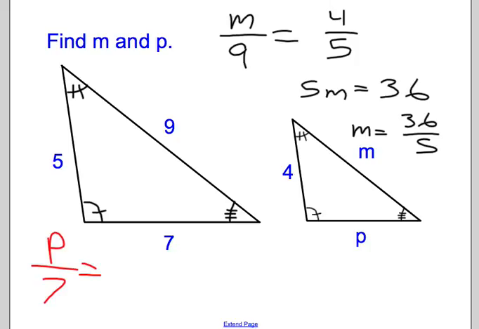4 and 5. Where does the 4 go? Across from the P or across from the 7? Why? I don't know. Because it's from the same triangle. They're related. They have to be across from each other because they're connected. P is connected to 4 because it's from the same triangle. P is connected to 7 because it's a corresponding part. So it has to be that way. Okay. 5P equals 28. And so P equals 28 over 5.